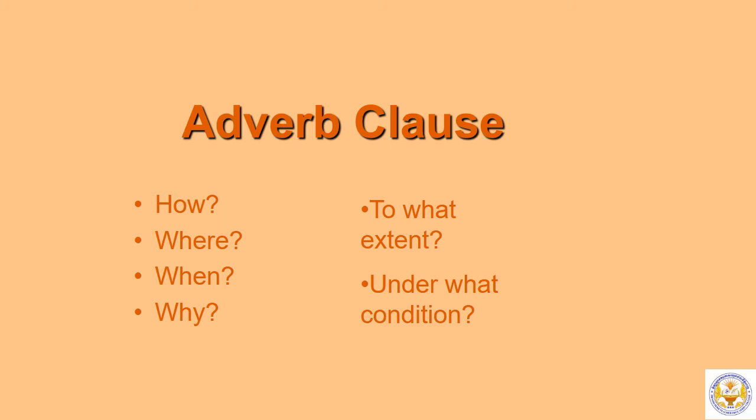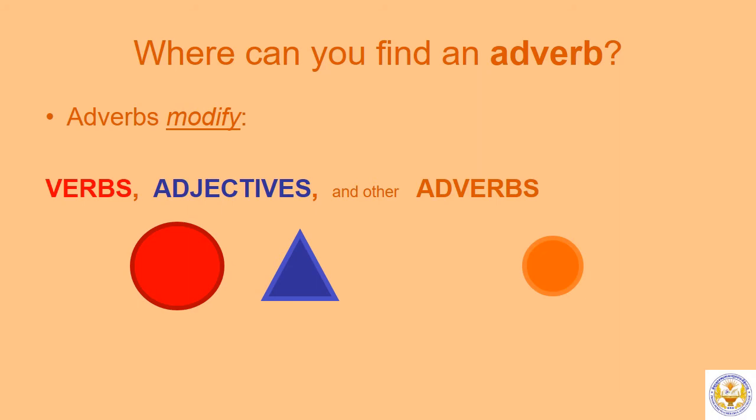Now let's go to the adverb clause or adverbial clause that works like an adverb. When we use an adverb, we use it to answer the question of how, where, when, why, to what extent, or under what condition. So an adverb clause will work like an adverb. The function of an adverb is to modify verbs, adjectives, and other adverbs. So an adverbial clause will work the same as an adverb. We will use an adverbial clause to modify verbs, adjectives, and other adverbs.